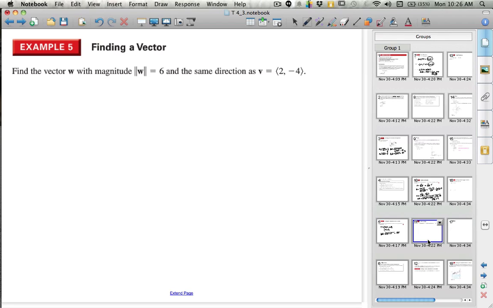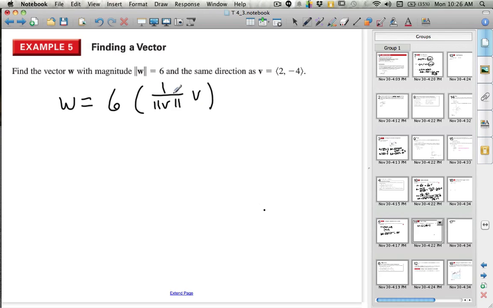Okay, if we want to find a vector that has a specific magnitude and a certain directionality, we can do that as well. So what we know is that my vector w will be equal to the magnitude of the vector times 1 over the magnitude of my other vector times that vector, which is what we just did, right? So it's going to be 6 times the unit vector.